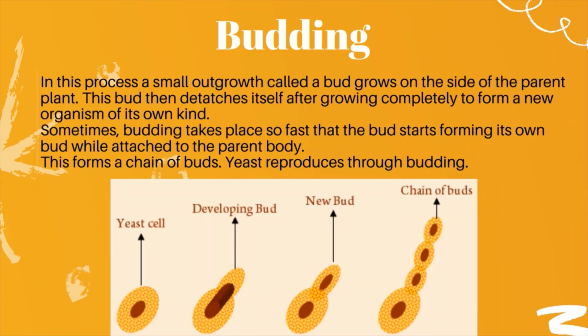The last type of asexual reproduction is budding. In this process, a small outgrowth called a bud grows on the side of the parent plant. This bud then detaches itself after growing completely to form a new organism of its own kind. Sometimes, budding takes place so fast that the bud starts forming its own bud while attached to the parent body. This forms a chain of buds. Yeast reproduces through budding.